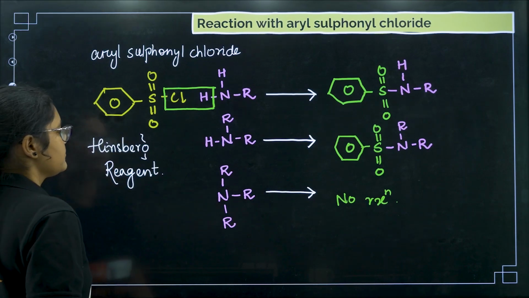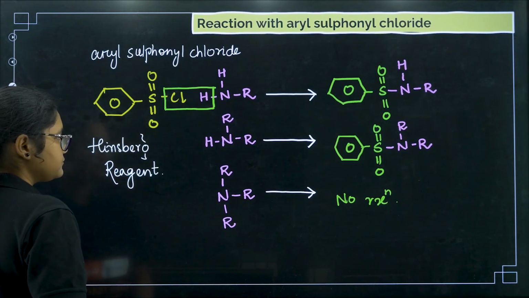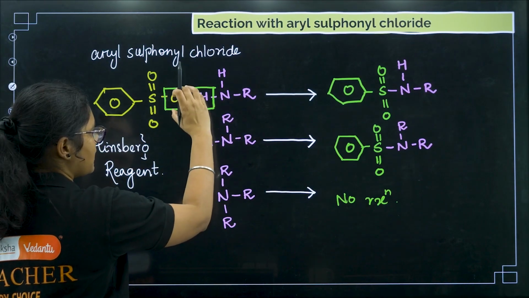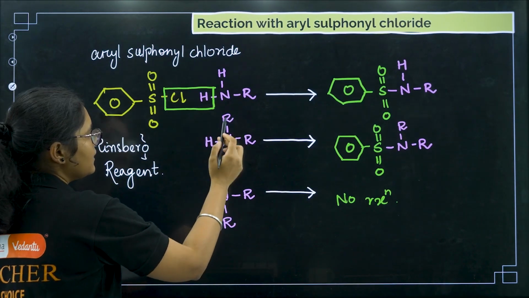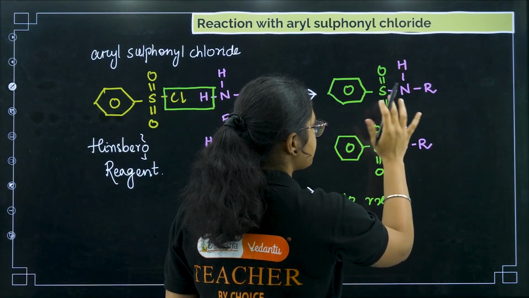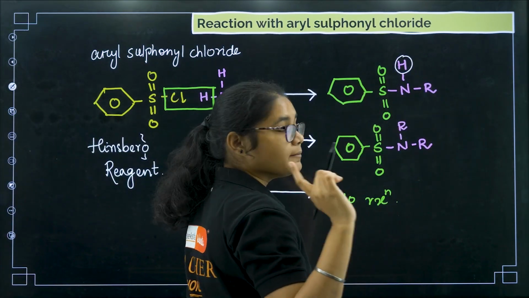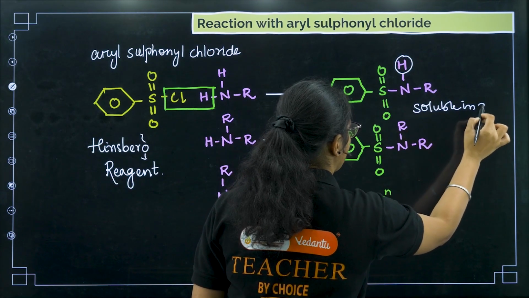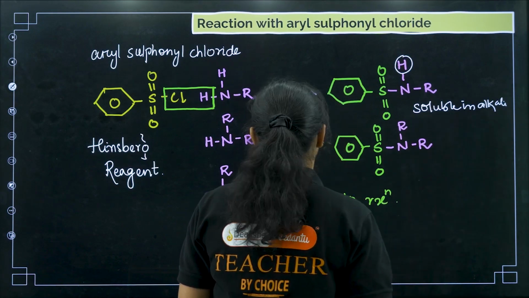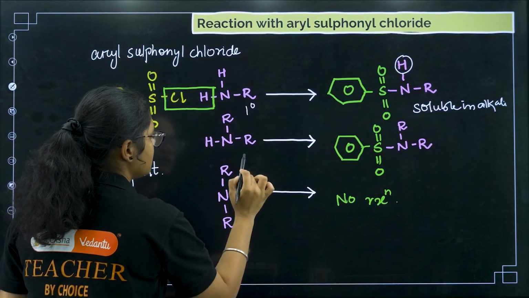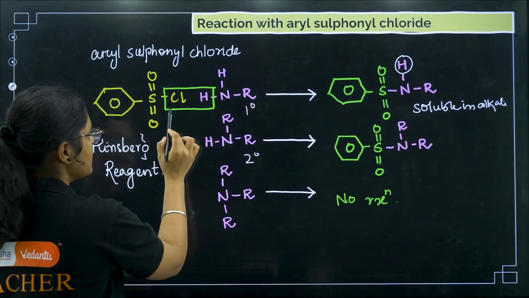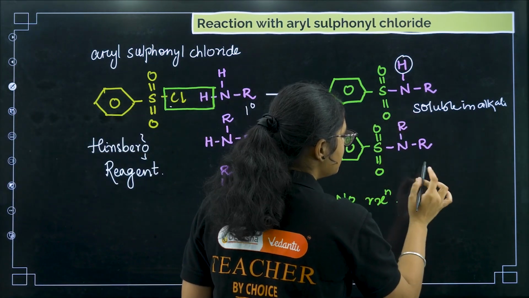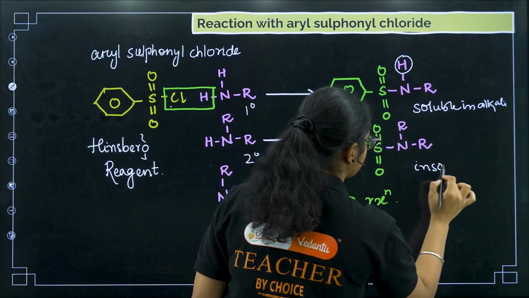Hinsberg reagent. Now here what happens, this Hinsberg reagent and primary amine, if it is there, this HCl will be removed, okay, and we get a compound like this. Now this compound is having one acidic H, because of which this compound will be soluble in base or alkali. Now if you take a secondary amine, what will happen? Again this Cl and H will go and you will get a compound like this where there is no acidic H, so this one is insoluble in alkali.